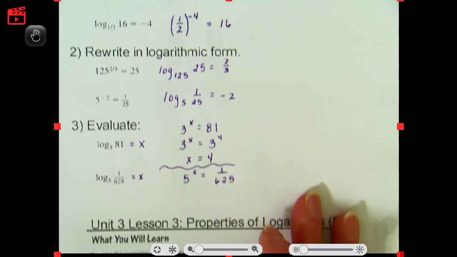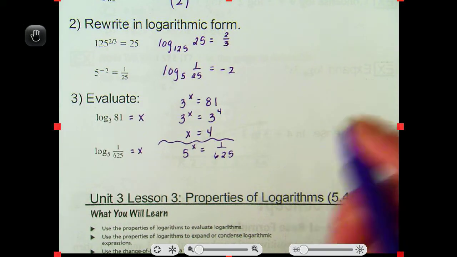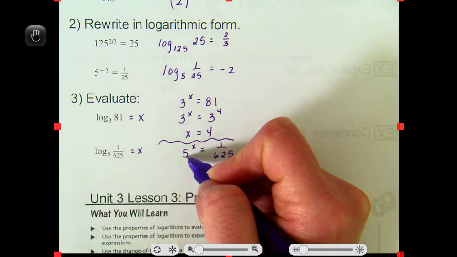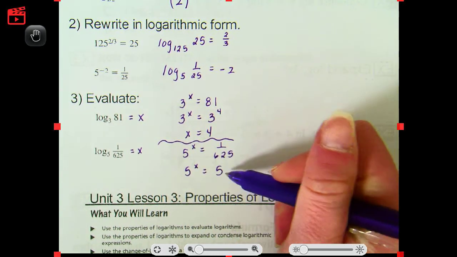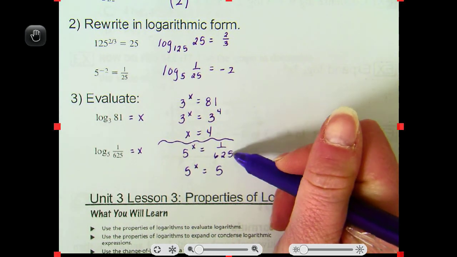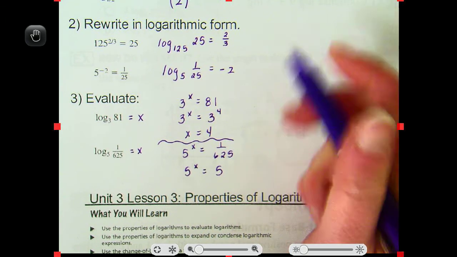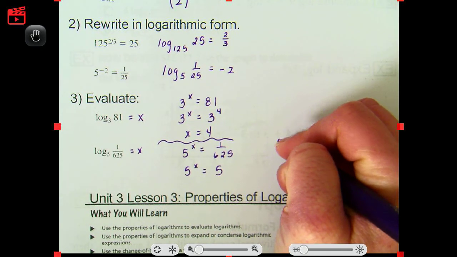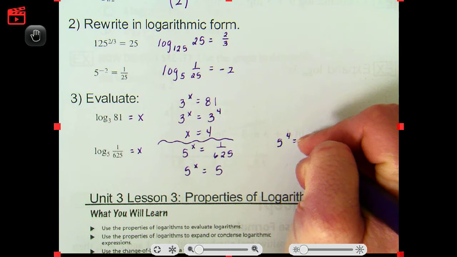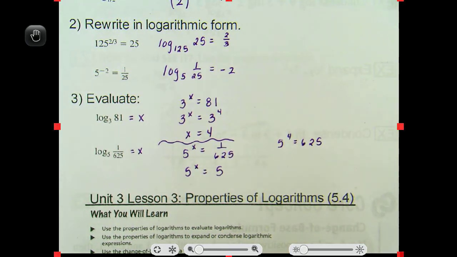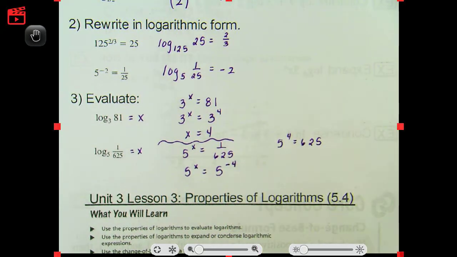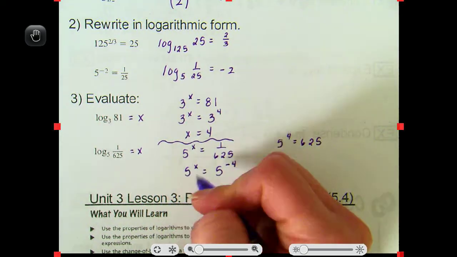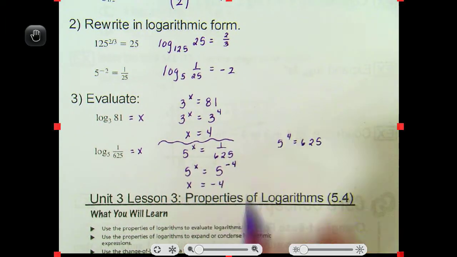Let me just bump that up a little bit. I have a hint with this base. If that is a power of 5, I want to know what power of 5 is going to give me 1/625. I know that 5 to the 4th power is 625. So since I want the fraction, I would just do 5 to the -4th power. So negative powers are fractions, which means x is just equal to -4.